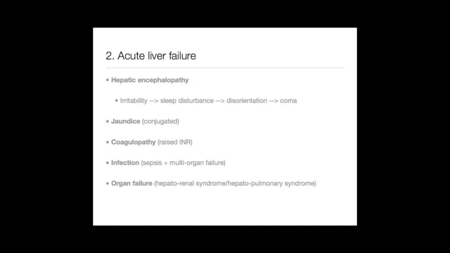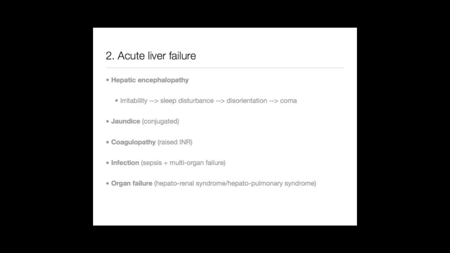Now, there are lots of grading systems for hepatic encephalopathy. The one that's usually used grades it from 0, which is normal, up to grade 4, which is coma. But lots of states exist in between, varying from irritability, sleep cycle disturbance, which is a very early sign of hepatic encephalopathy, right through to disorientation, stupor, and coma.